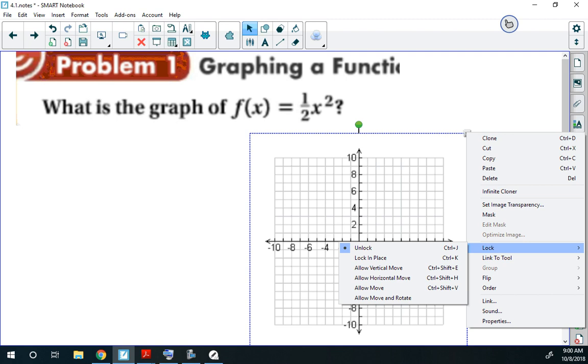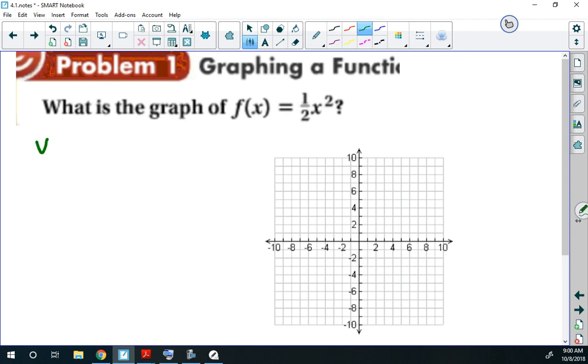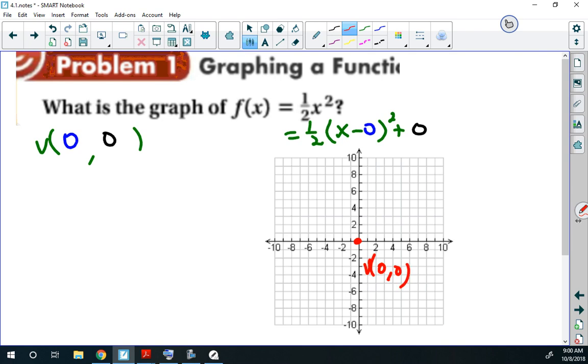So the first thing I like to do when I graph anything like this is identify my vertex. I could rewrite this as 1/2 times the quantity x minus 0, squared, plus 0. So where's my vertex? 0, 0. My vertex is 0, 0. So there it is. There's my vertex. Now what's my a value?